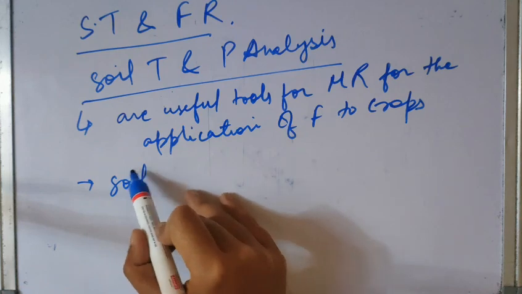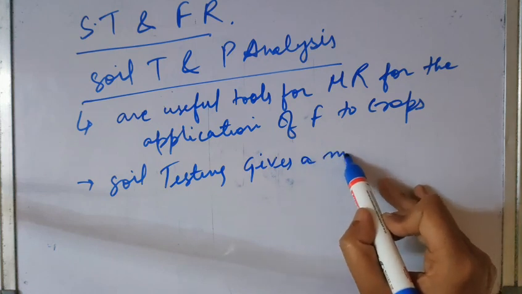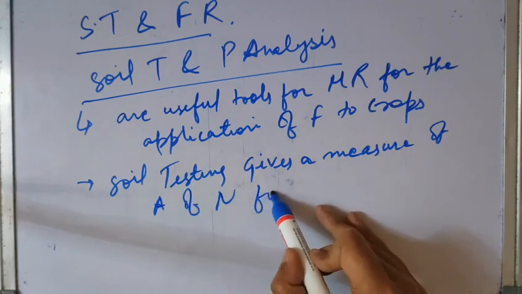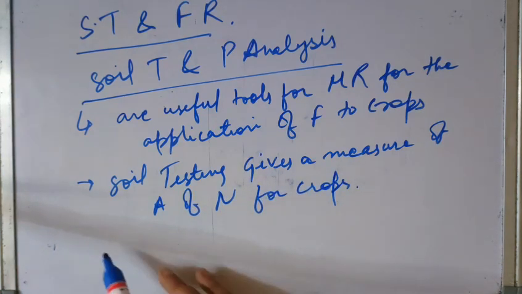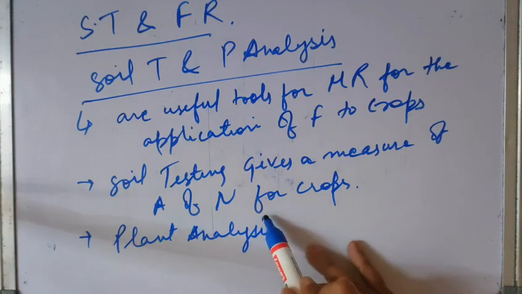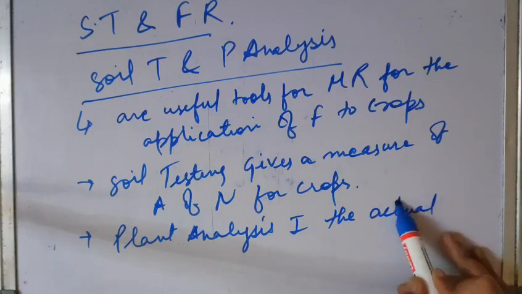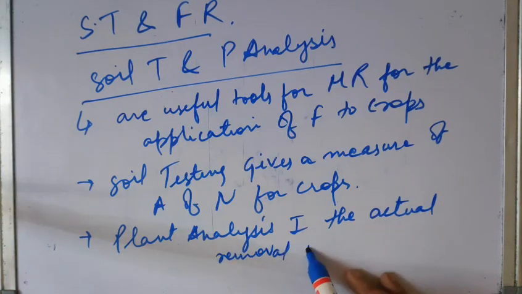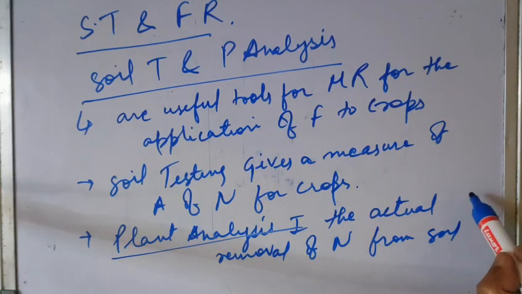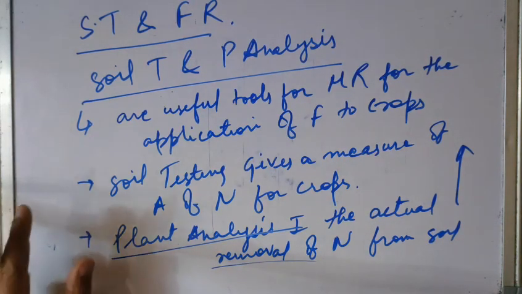Soil testing gives a measure of the availability of nutrients for crops. Plant analysis indicates the actual removal of nutrients from soil. In plant analysis, we are analyzing the plant, how much nutrient it has taken from soil, so that from that we can determine the removal of nutrients from the soil.